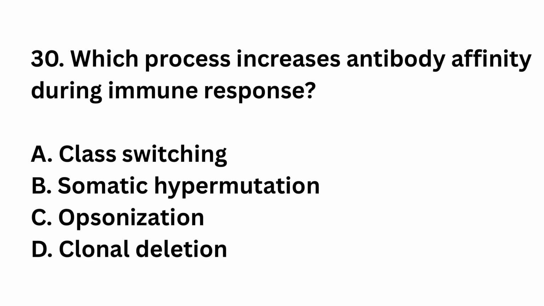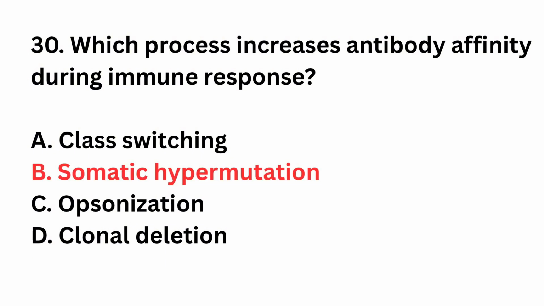Question number 30. Which process increases antibody affinity during immune response? Class switching, somatic hypermutation, opsonization, clonal deletion. The right answer is option B, somatic hypermutation. Mutations in variable regions improve antigen binding. High affinity B cells are selected.